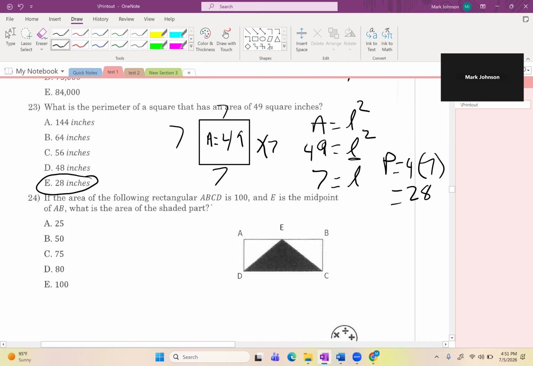If the area of a rectangle ABCD is 100, and E is the midpoint of AB, what is the area of the shaded part? Hmm. Okay, okay.